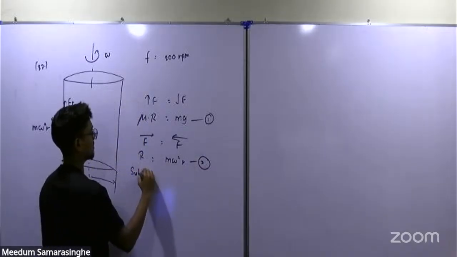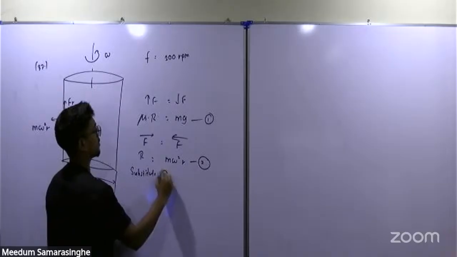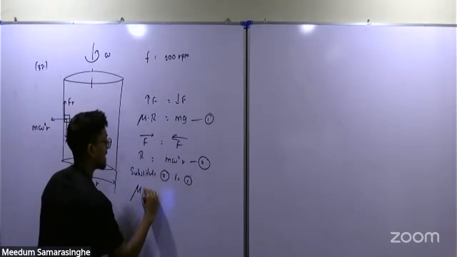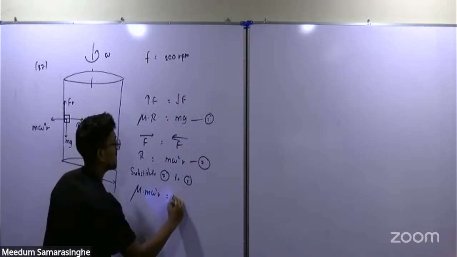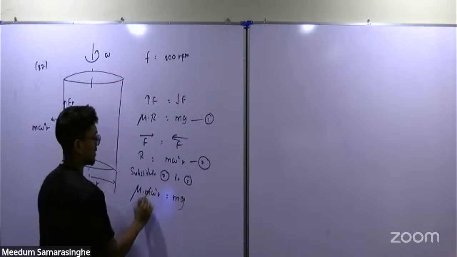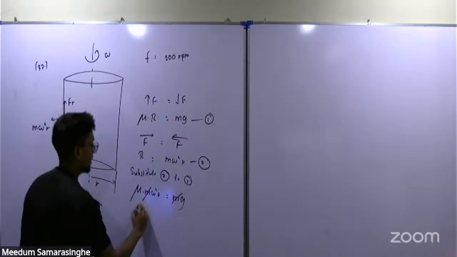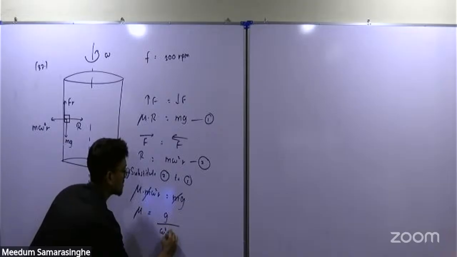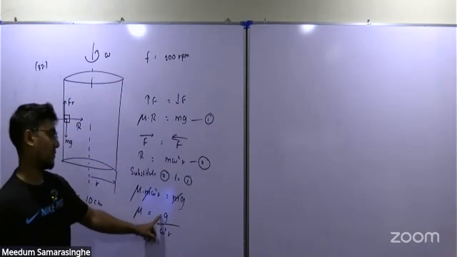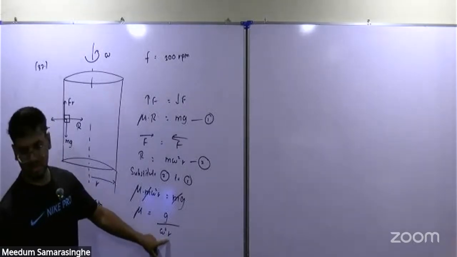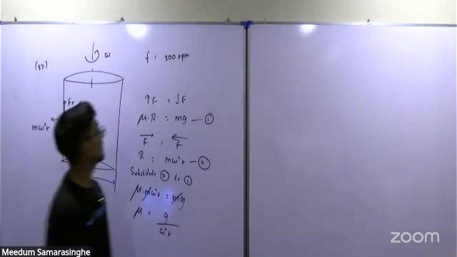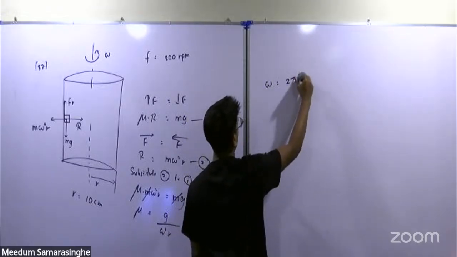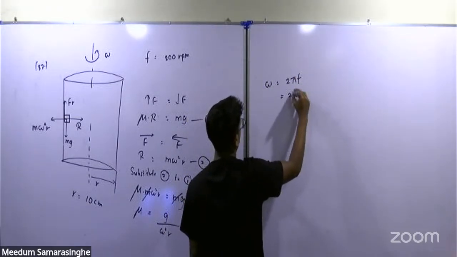You can substitute 2 into 1. So we have mu times m omega square R is equal to mg. Now m is gone. Mu is g over omega square R. Now you know the value for g, you can find omega, you know the radius, so you can find mu, right? First of all, I'll find omega. Omega is 2 pi times f.